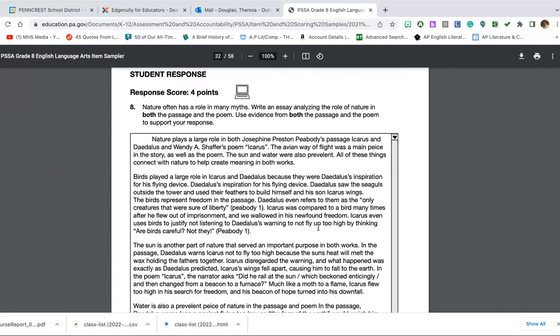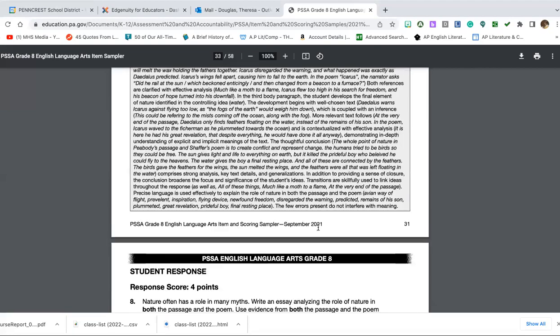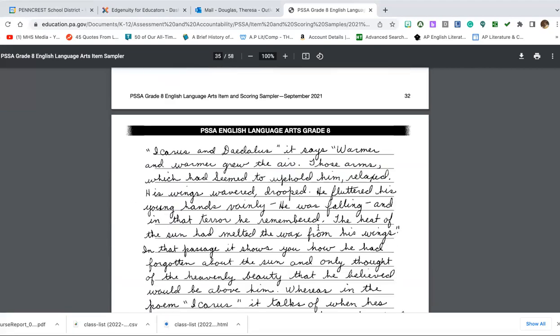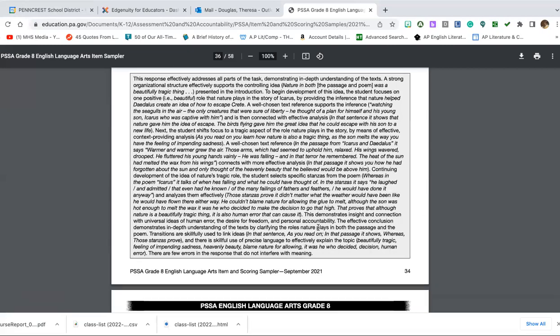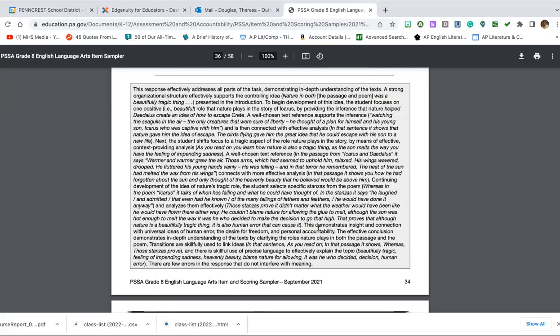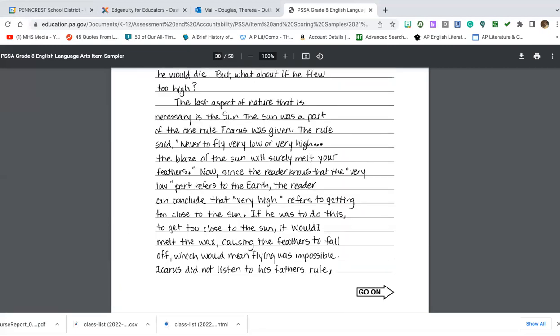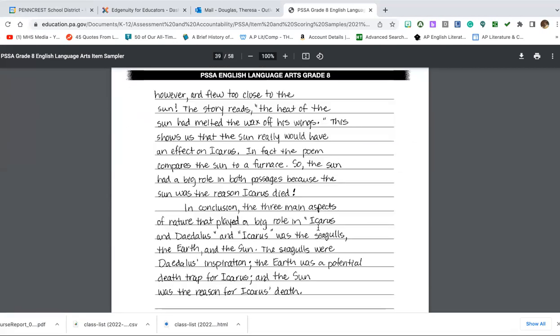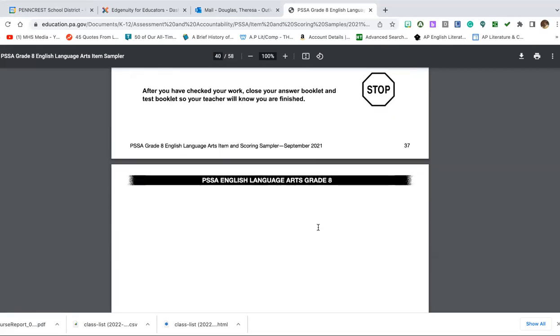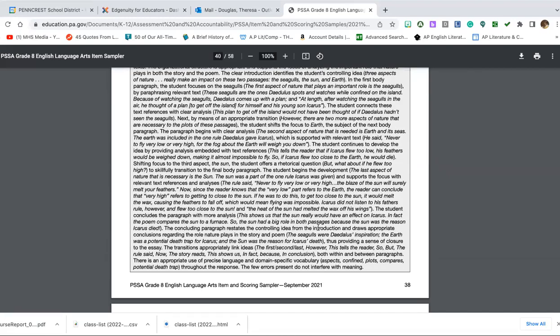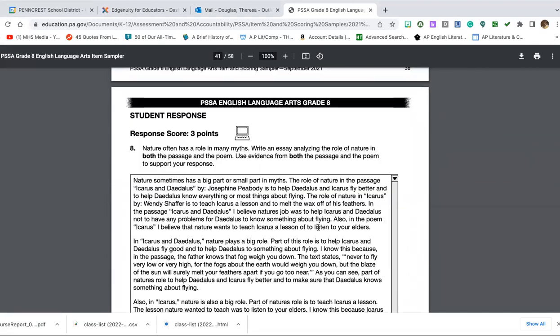So what we're going to do is take a look at some of these samples, and we're going to work from the lowest to the highest. Okay. So this particular piece got a 3.